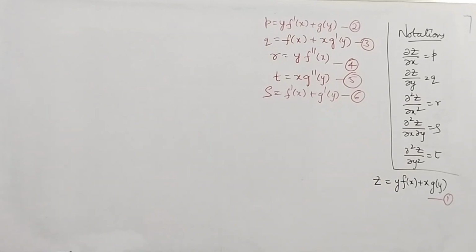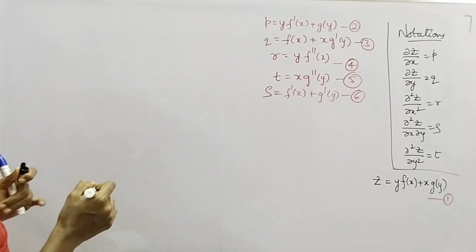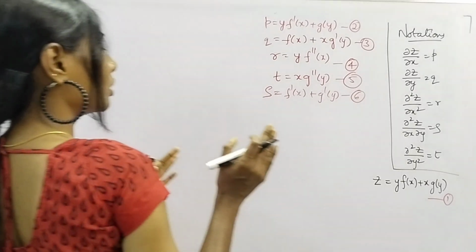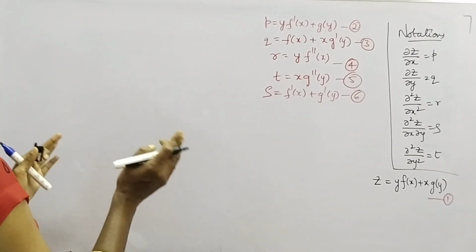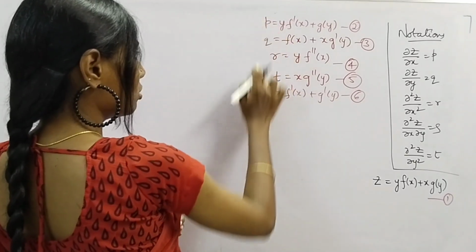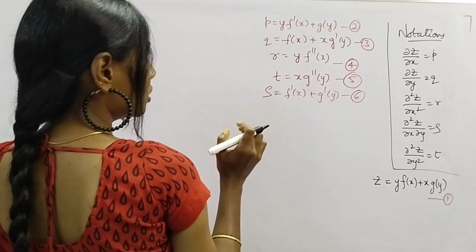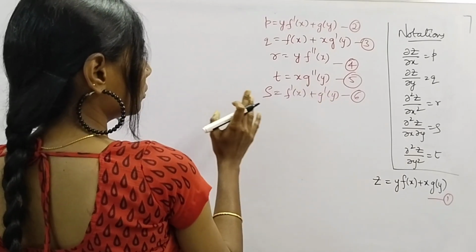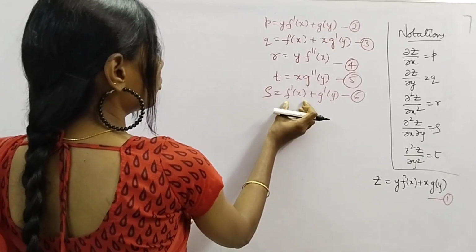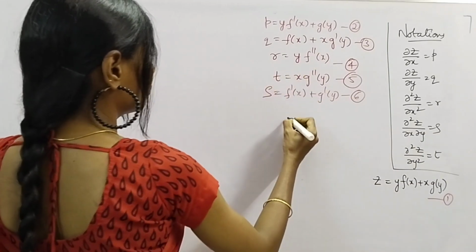Whenever we are asked to form a partial differential equation from a relation having two arbitrary functions, we need to make some rough work. We have to assume something, imagine something, and then go for it. Here I am observing all these equations. I came to know that s has f dash and g dash, so I am going to try to get the values of f dash and g dash. I am going to do the rough work now.